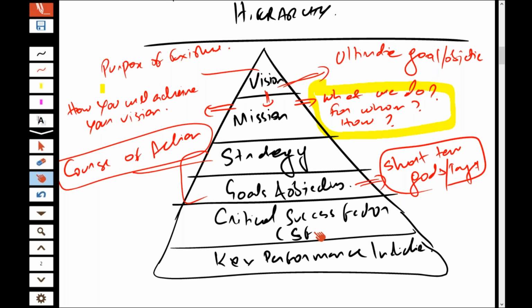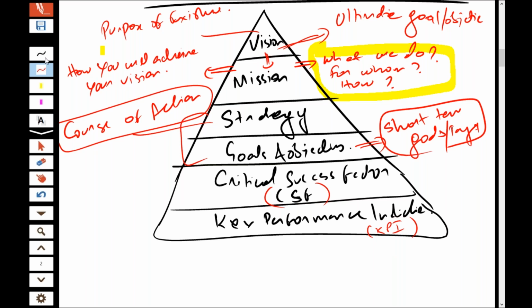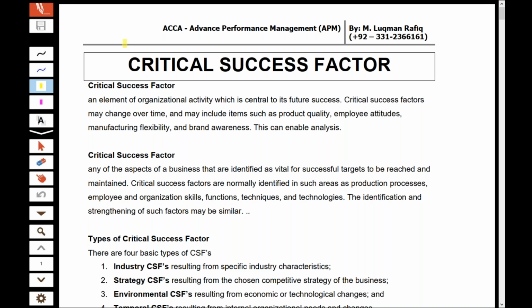And then a very important thing comes into play, and that is termed as CSF, and that is termed as a KPI. So when we talk about the CSF and the KPI, what exactly are these CSF? What exactly are these KPI? Let's try to have a discussion about it. When we talk about the critical success factor, the critical success factors are the things that you must excel at. Now, what exactly do you mean by this critical success factor? Let me take you through few of the things pertaining to the critical success factor.